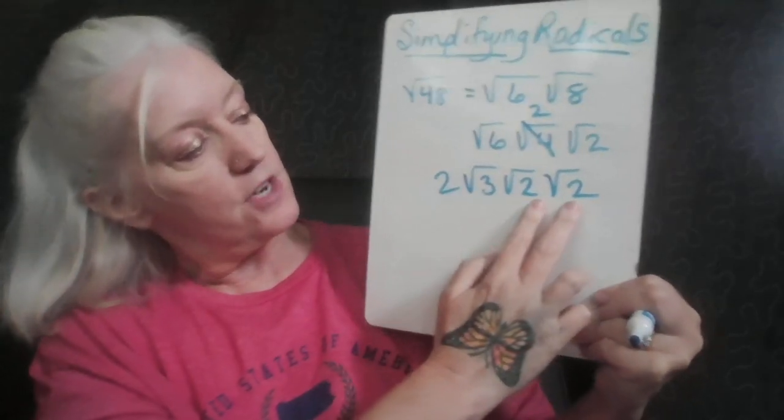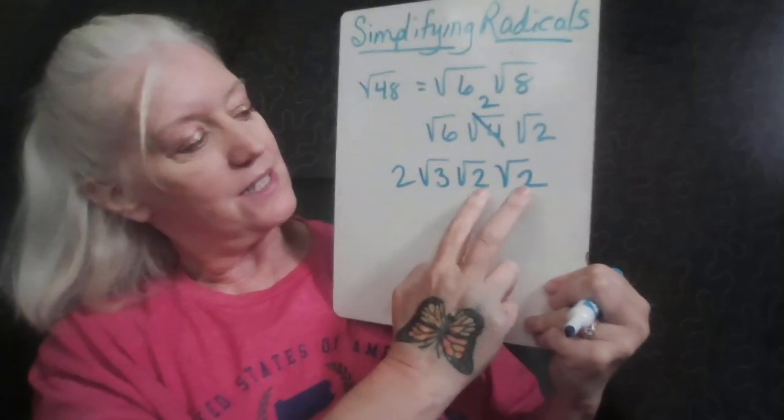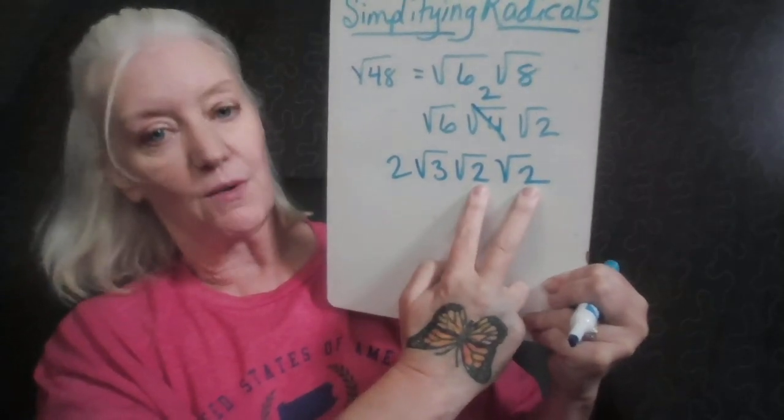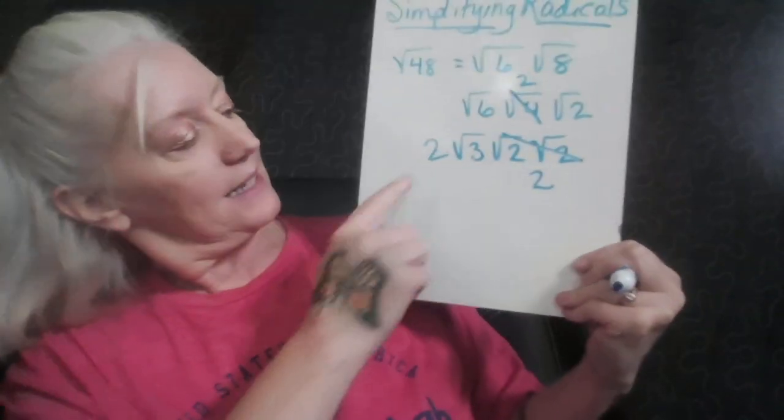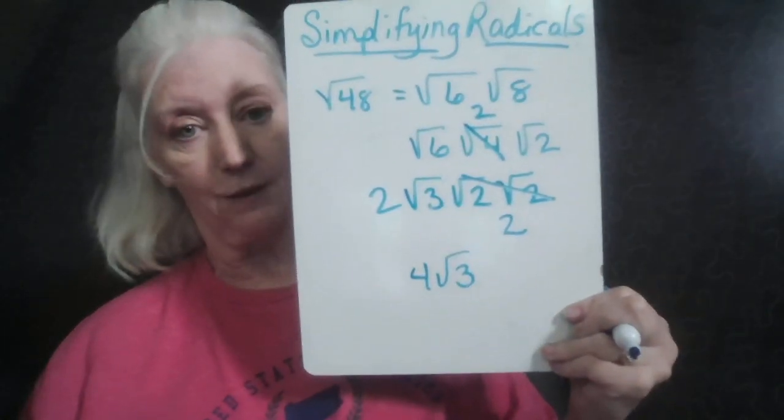Now I'm going to break another 2 out because 2 square roots of 2 become 2. Because this is square root of 2 times square root of 2, which is square root of 4, which is 2. Those 2 cancel to become 2. Finally, this 2 and this 2 can be multiplied to become 4, and the answer is 4 square root of 3. Same thing I got last time, but it's a different way.